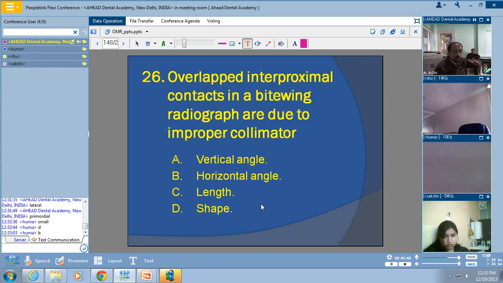What is the angulation for a bitewing generally? How much angle do you keep for a bitewing? Plus 5, plus 10, plus 15, plus 20, plus 30. How much? It is plus 10 for a bitewing. Yes, very good, plus 10.